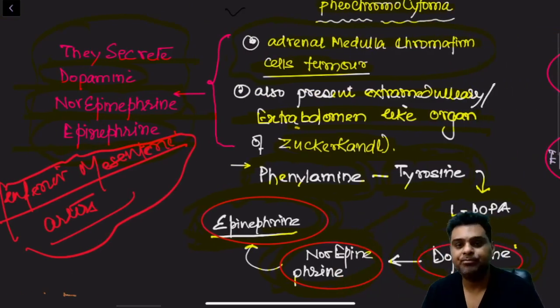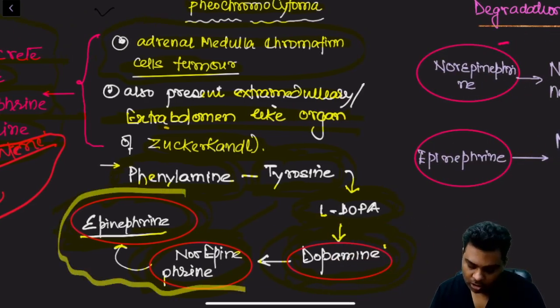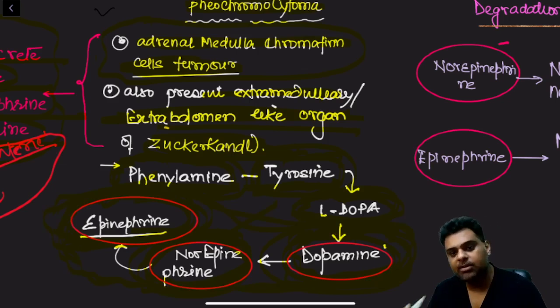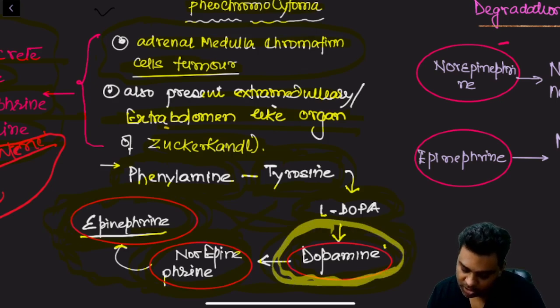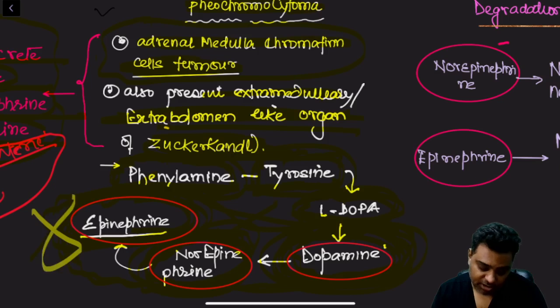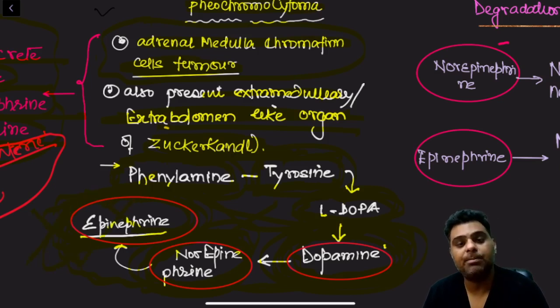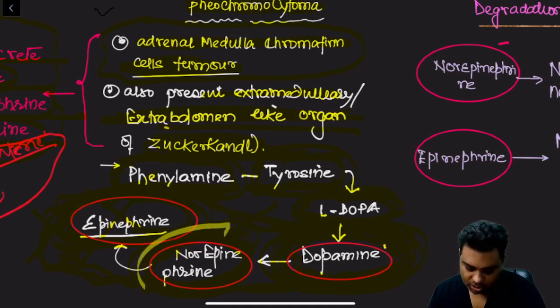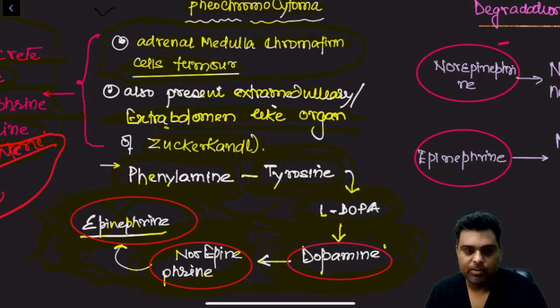Now there is a very important catching point. There can be pheochromocytomas which produce all three: epinephrine, norepinephrine and dopamine. But there can be pheochromocytomas which produce only dopamine. Then there can be pheochromocytomas which produce only norepinephrine. You will ask what is the fun in explaining these things: there is no pheochromocytoma which will produce only epinephrine. So they can produce epinephrine, norepinephrine and dopamine, only dopamine, or only norepinephrine, but there is no pheochromocytoma which produces only epinephrine. This is what you have to understand.